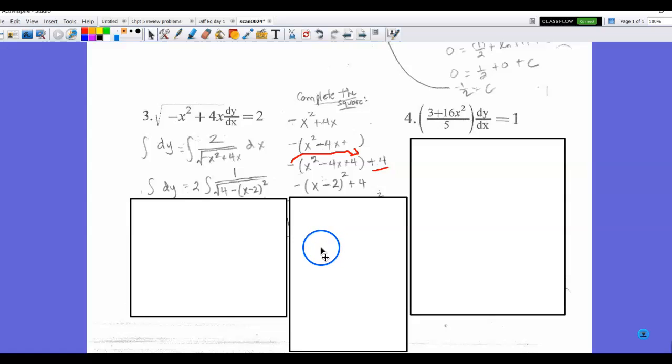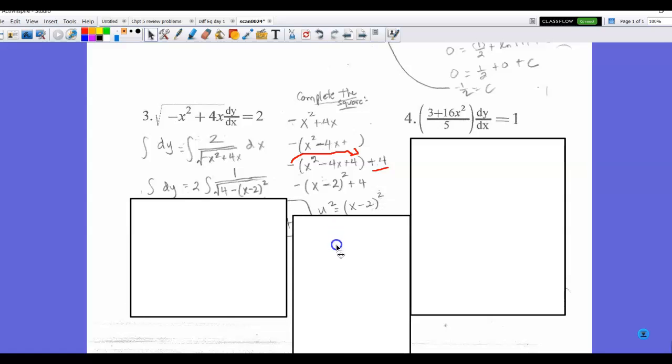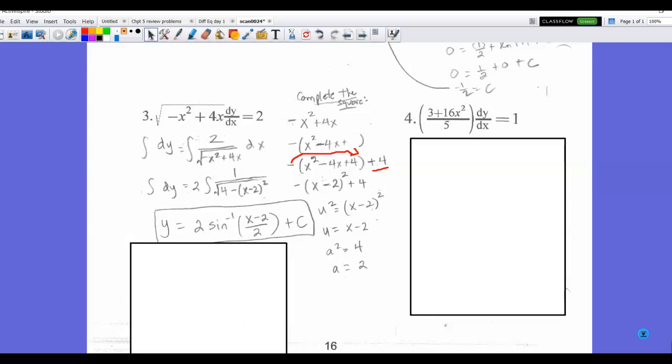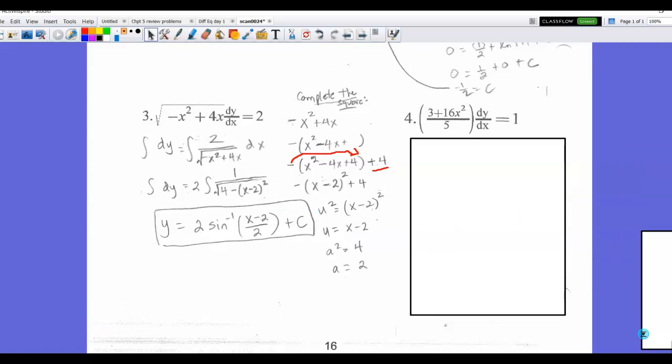So now hopefully I'm clearly seeing an inverse sine situation. So my u squared is x minus 2 quantity squared. My u is x minus 2. A squared is 4. A is 2. So then I'm going to use my formula for inverse sine. Coefficient of 2, inverse sine, u, which is x minus 2, over 2. Don't forget the c.